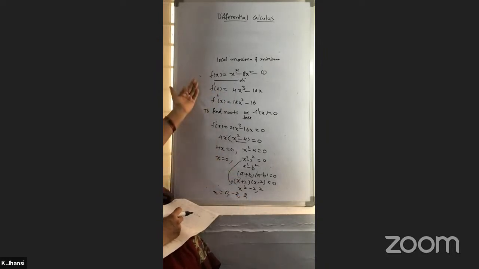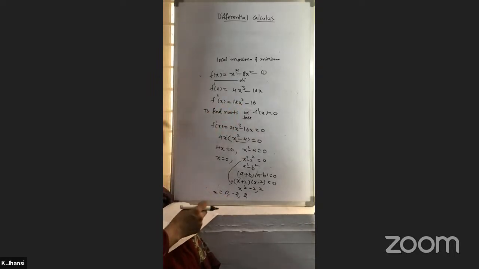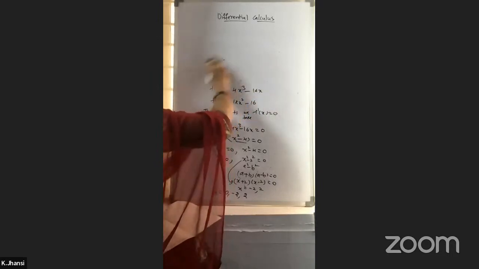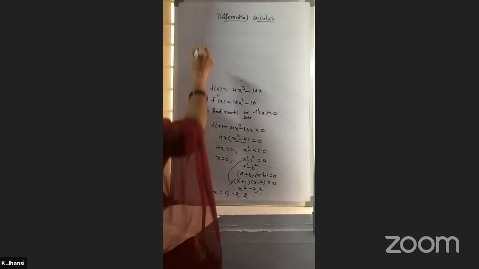With the help of the second derivative test, first you substitute the x value as 0. If you get less than 0, then it will be a local maximum. And if it is greater than 0, you will get a local minimum. So here the root values are x is 0, minus 2 and 2.